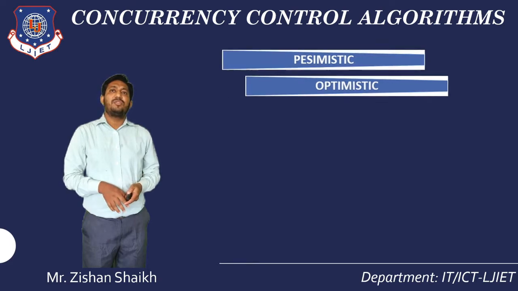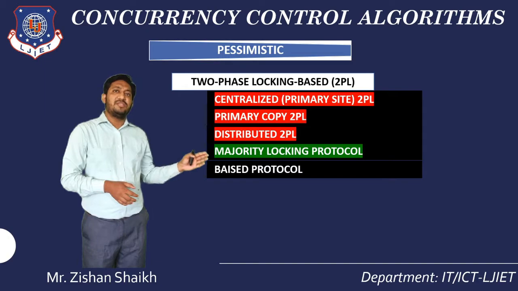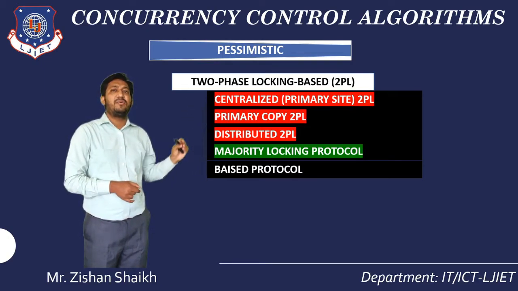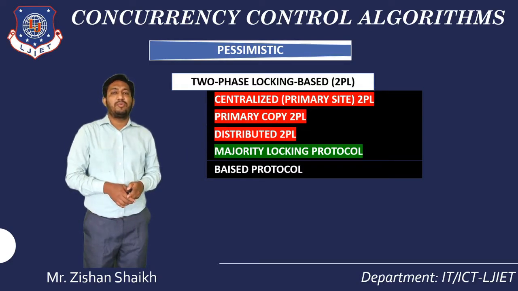The pessimistic algorithm is briefly divided into the centralized, primary, distributed, majority locking protocol and biased protocol. From that, the first three were already covered in the previous video. In this video, I will first cover the majority locking protocol.